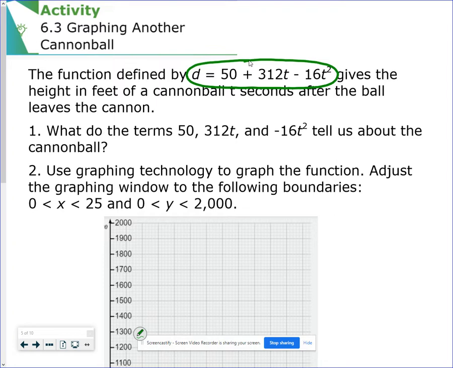Remember the 50, just like the 10 in the last problem, this is the initial height. That's where it started, right? That's like the y-intercept. That's where we begin. The 312, if you look back at that last one that we just did, that's similar to the 406 that we had from the first cannon. I guess I shouldn't say velocity per second, the number of feet per second. That is the velocity. This is saying that without gravity, it would be rising at 312 feet every single second. And the minus 16t squared, that's the gravity.